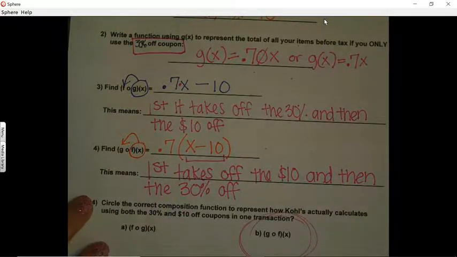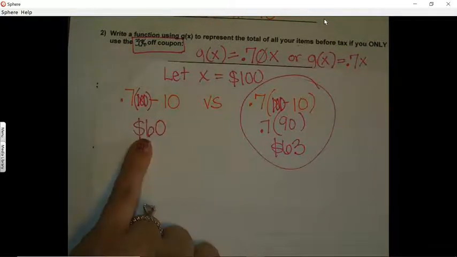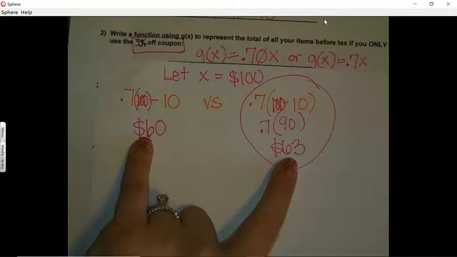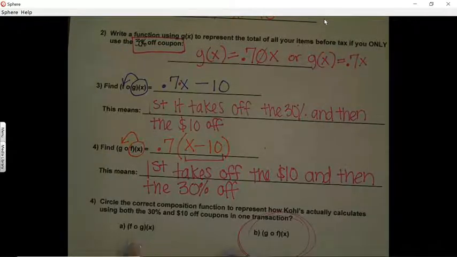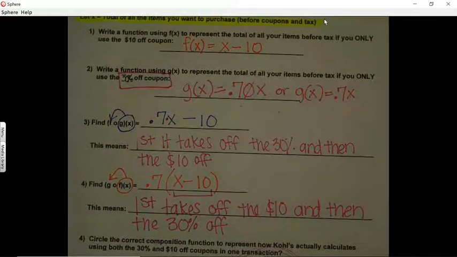So again, as you can see here, it does matter. If I spend $100, here I'm spending 60 versus 63. So the point is that these two mean something different. Okay, so I want you to get that the order matters, and here's a real life situation of where you could use function compositions.